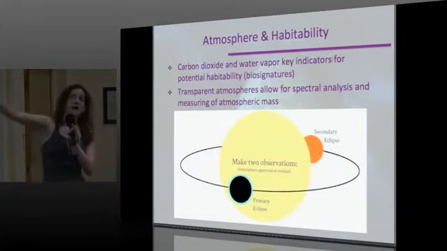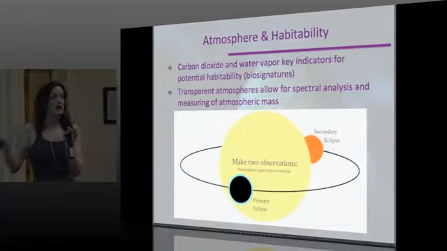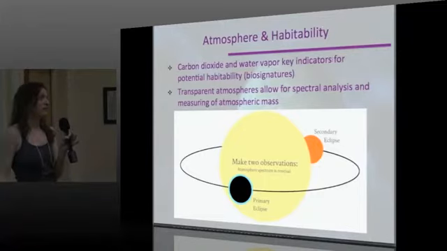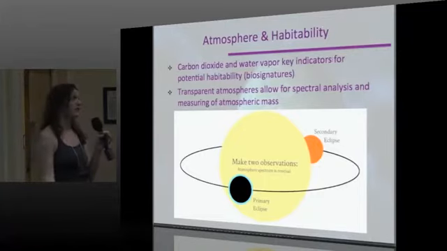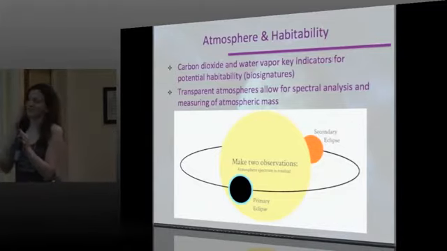And you can magically see this little blue shell. You see the atmosphere, and you can get a spectrum. And when you have a spectrum, you can infer based on where the peaks are what the chemical makeup is of that atmosphere. So it's possible, was my point. You can do that.